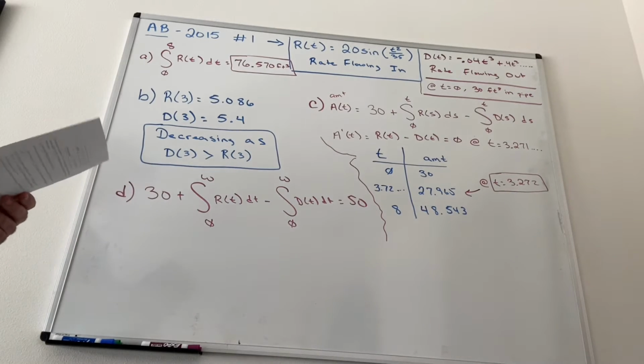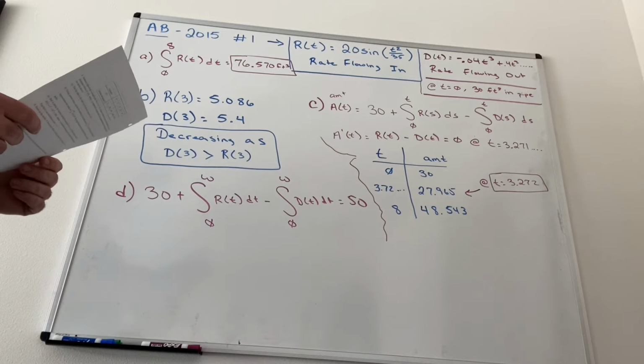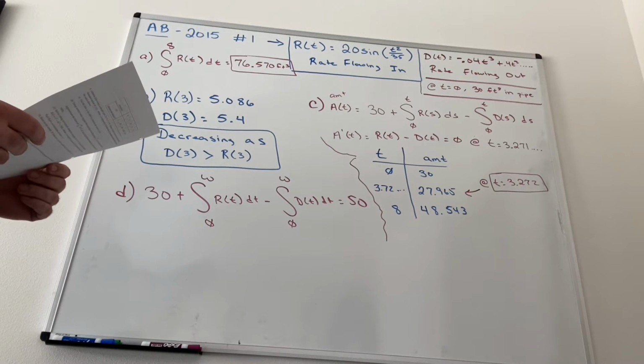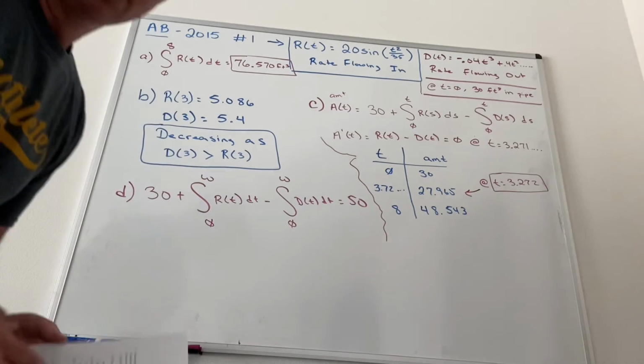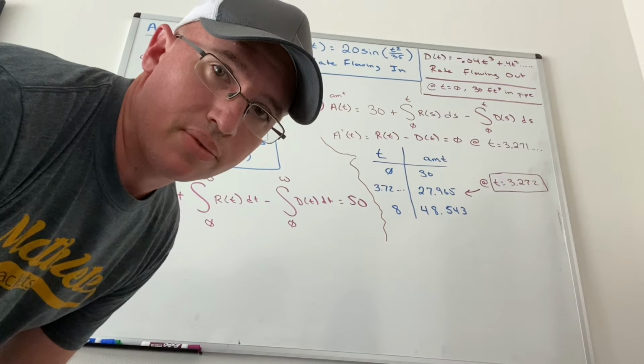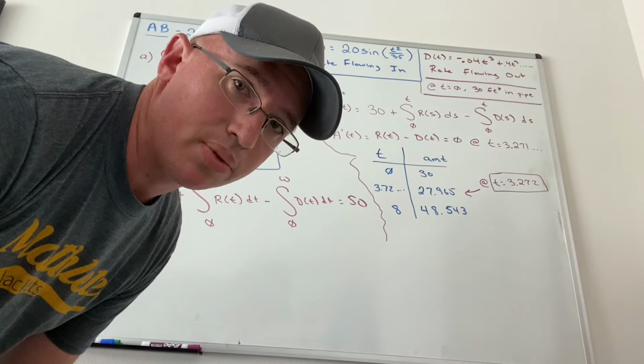Part C says, at what time between 0 and 8 is the amount of water in the pipe a minimum? Justify your answer. Again, we have a min or a max on a closed interval, so you have to check your endpoints and when the derivative is equal to 0.